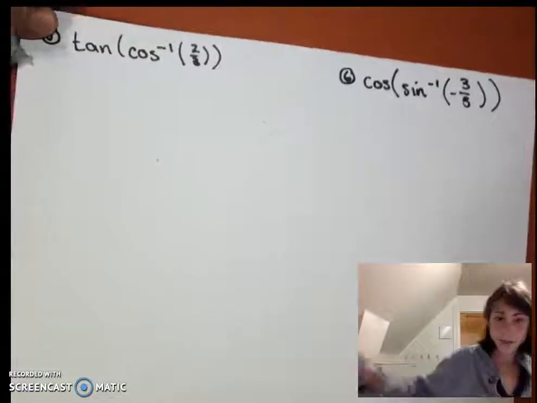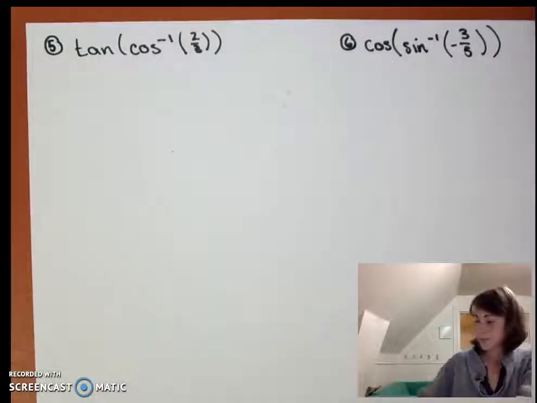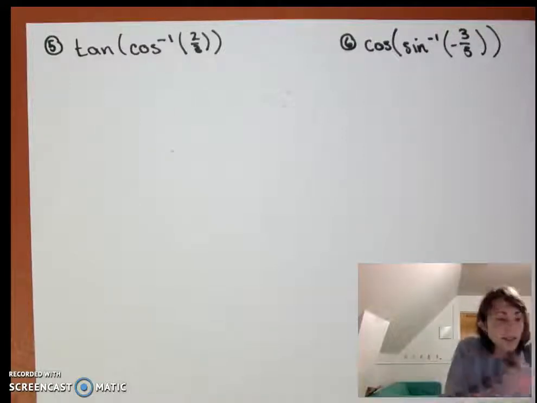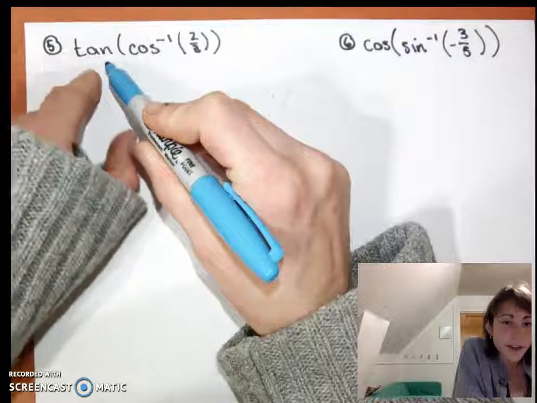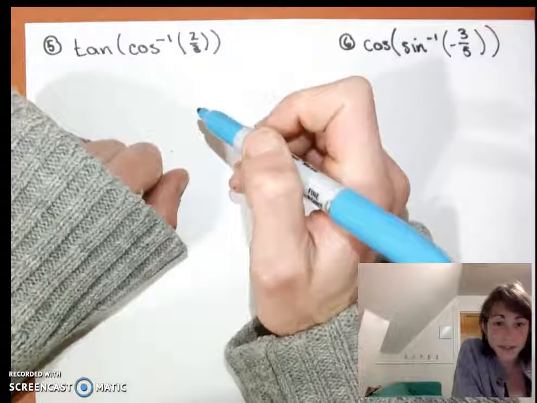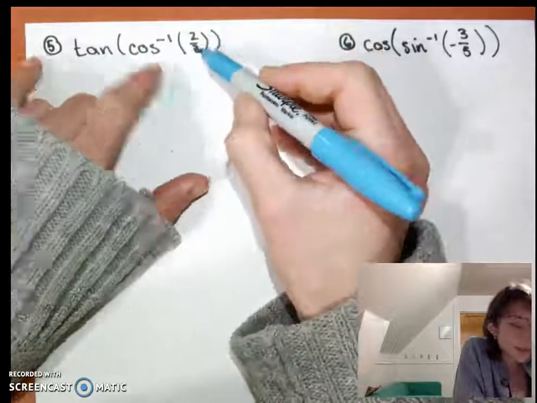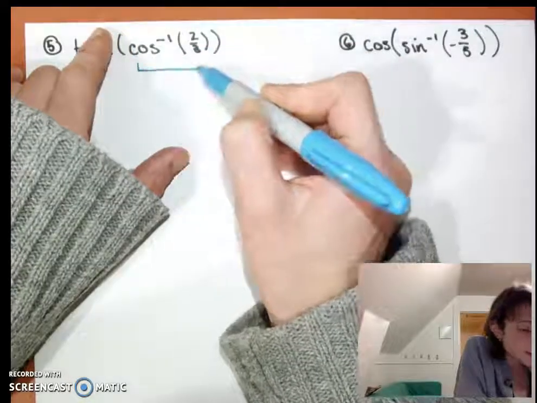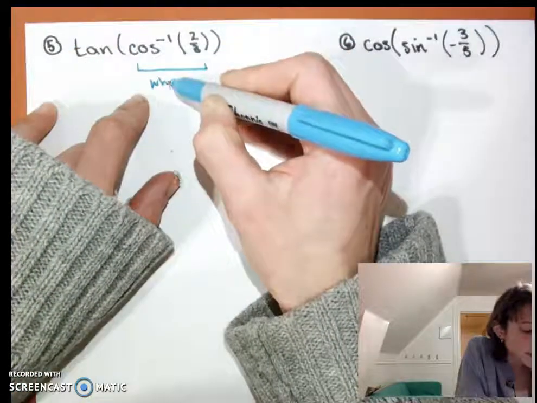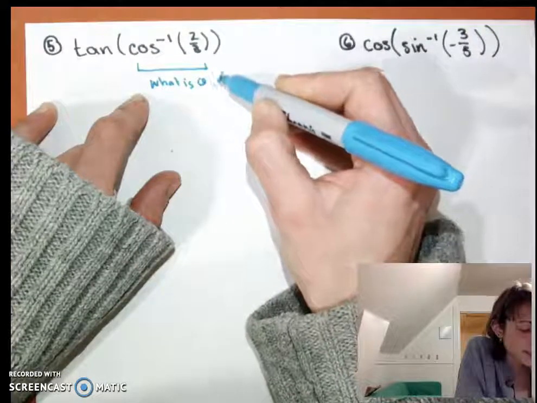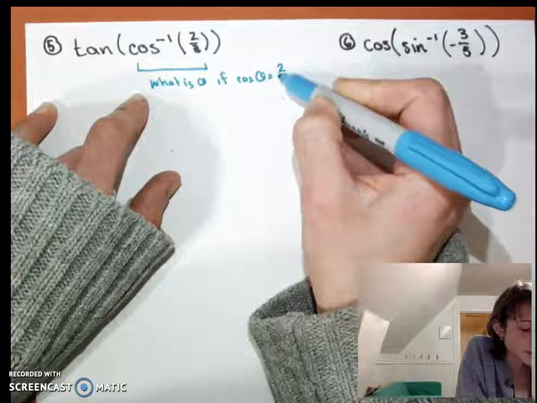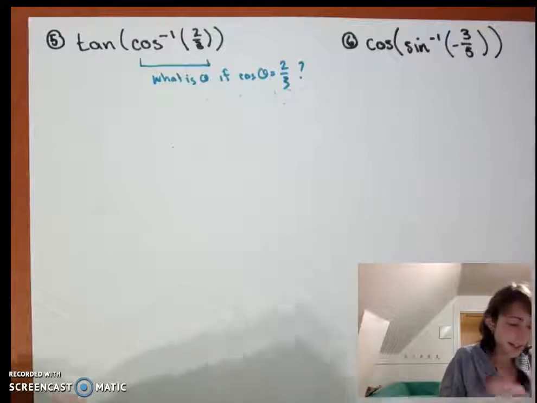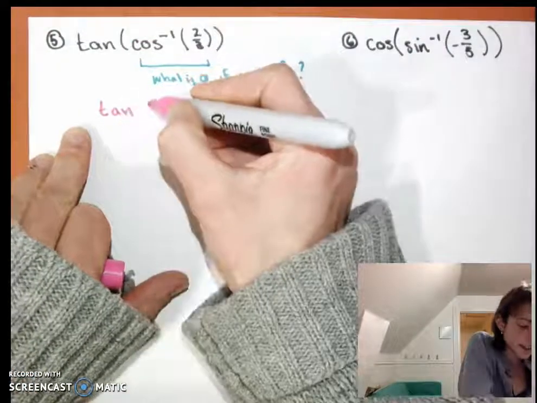Finally, I have 2 more fun examples for you. These are some of my favorite types of problems involving inverse trig. So let's have a look. I have the composition of tangent and cosine inverse. So let's break this down for a second. Cos inverse of 2 over 3, what this asks for is what is theta if cos theta equals 2 over 3. And then whatever that theta is, I want to know what is tan of that theta.